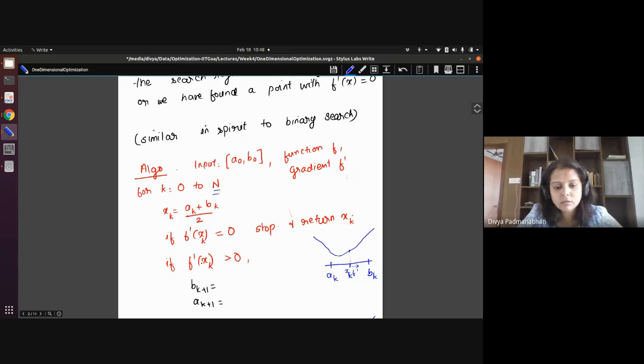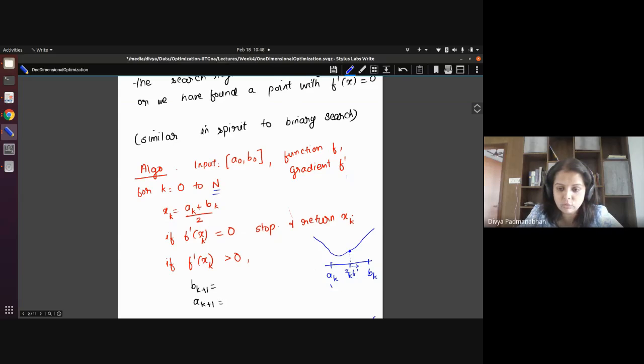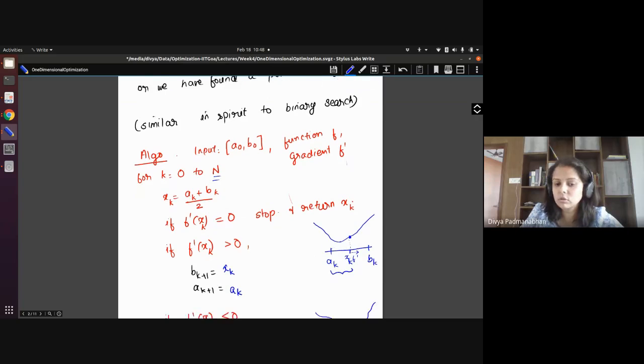But now if the slope is greater than 0 at this point xk, then what should you do? You need to look at a new interval, right? What's the new interval that you should look at? ak to xk, right? So you next focus on this interval, and the new bk plus 1 is just xk, and ak plus 1 is just ak. Then you repeat this way.